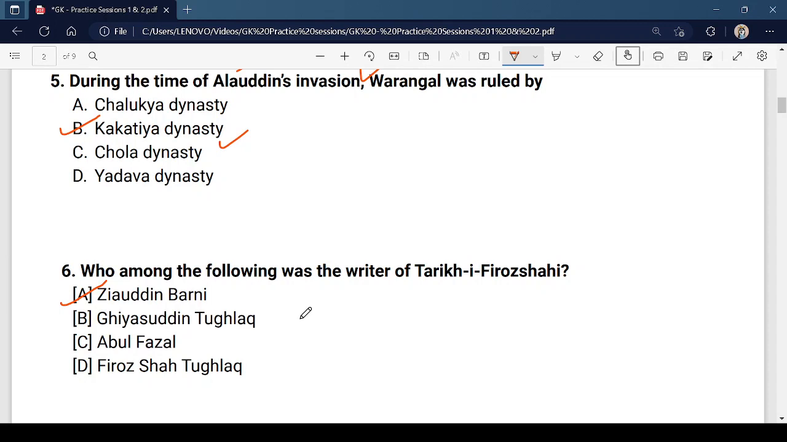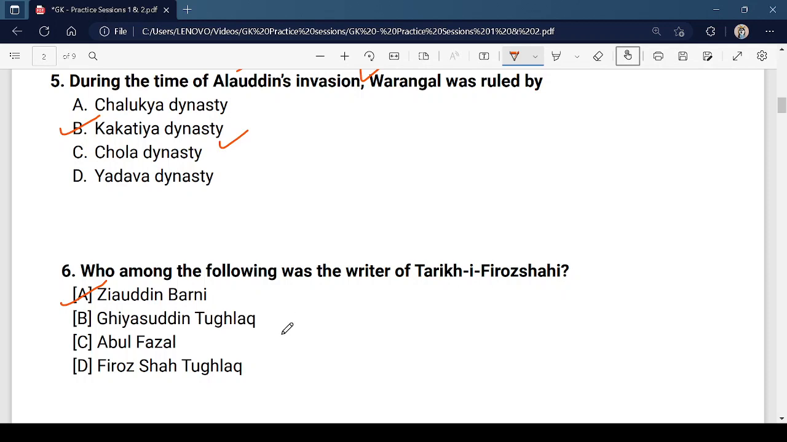It was written by Barani during the reign of Sultan Firoz Shah Tughlaq of the Tughlaq dynasty. It was completed in and around 1357 AD, and it was dedicated to Firoz Shah Tughlaq. As you all know, Barani was also a court poet, and he was also a political thinker of the Delhi Sultanate.